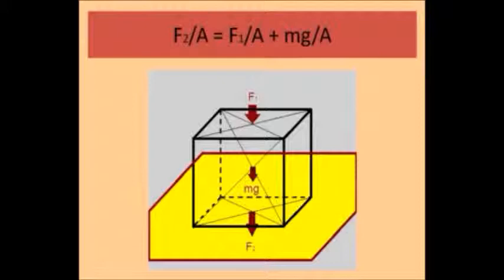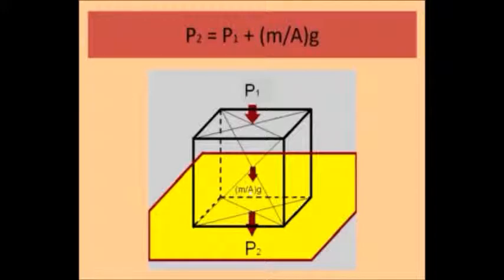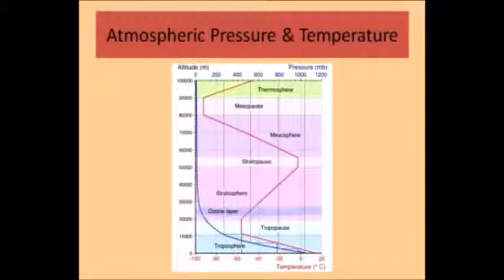So F2 divided by A equals F1 divided by A plus mg divided by A. As shown here, P2 equals P1 plus mass per unit area multiplied by the Earth's gravitational constant. On this graph, the troposphere goes from 1040 millibars of pressure at ground level to 260 millibars of pressure at the top of the troposphere, a range of 780 millibars.